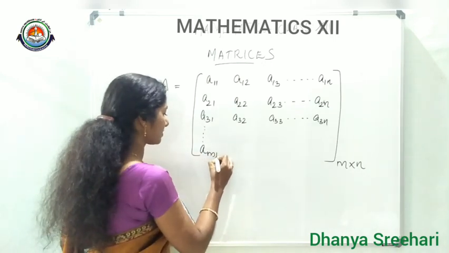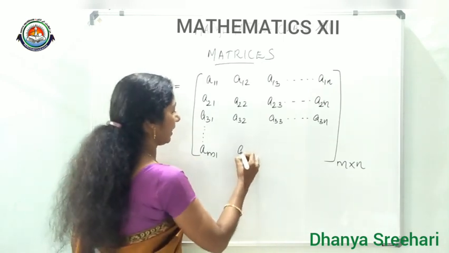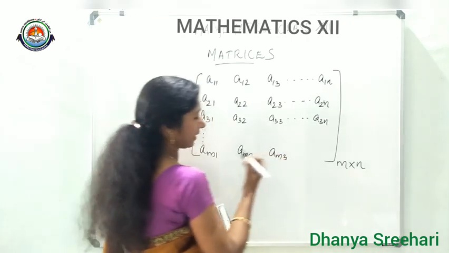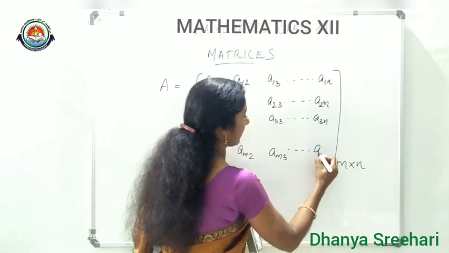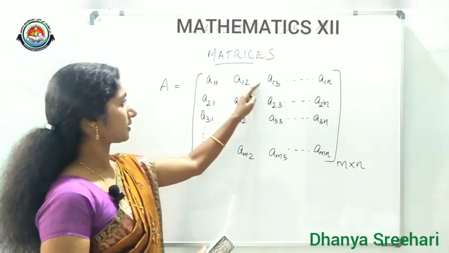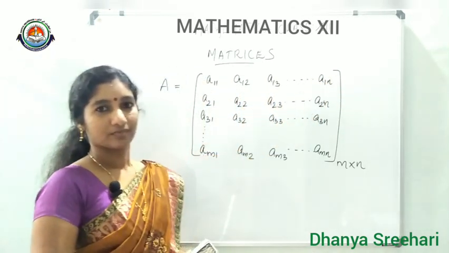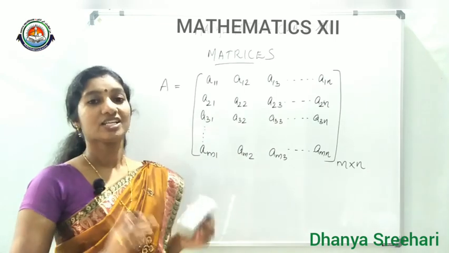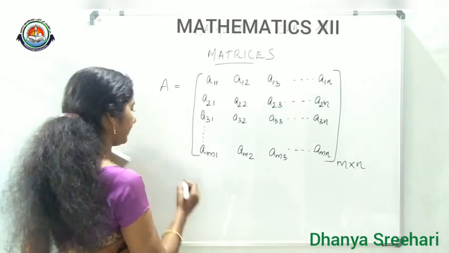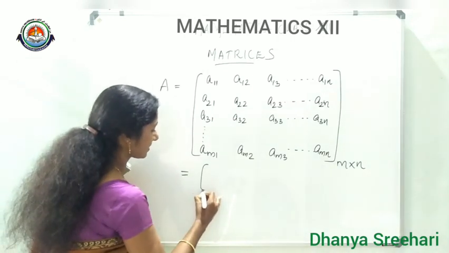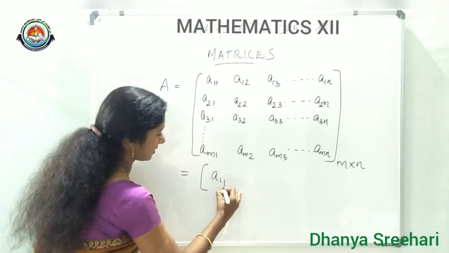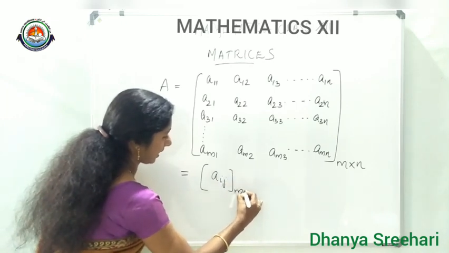So the mth row's first element AM1, mth row second element AM2, mth row third element AM3, etc. The mth row's nth element. N columns are there. So first column, second column, third column, etc. Nth column. Clear? So like this we write generally a matrix of order m by n. Okay. Then its short form we can write like this. It's a matrix Aij of order m by n.